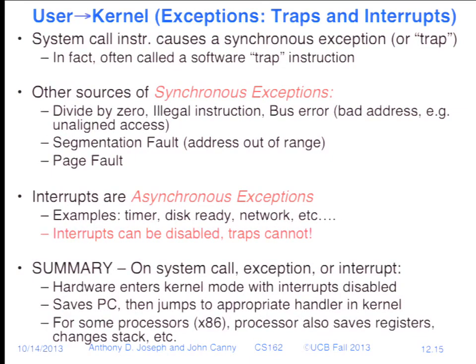Okay, so just to summarize the last couple of slides. On a system call, exception, or interrupt, the hardware enters kernel mode with interrupts disabled. It sort of helps the kernel stay in a sane state where it's dealing with the current exception. It saves the program counter and jumps to a handler in the kernel, similar to generalizing a system call. And depending on the processor architecture, either the hardware saves registers or maybe the software is responsible for that.